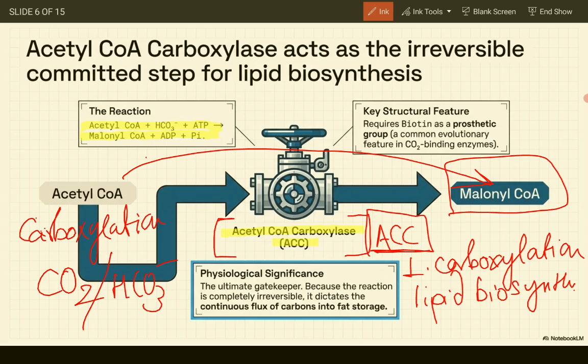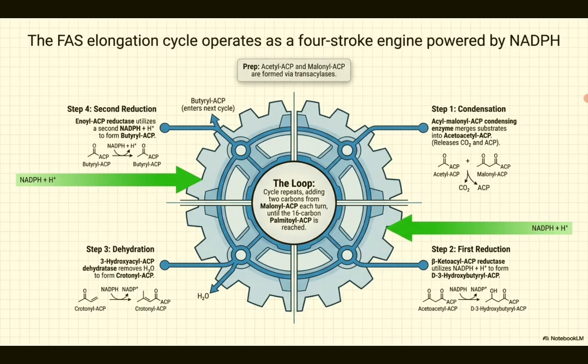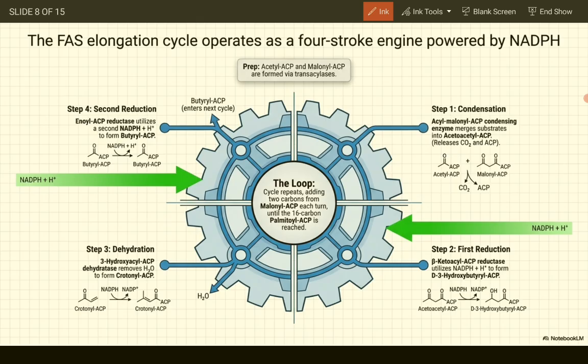biosynthesis. This acetyl CoA carboxylase requires biotin as a prosthetic group for acting. So it is the ultimate gatekeeper, because this reaction is completely irreversible and dictates a continuous flux of carbons into fat storage. Now let's move on. This is the whole process of biosynthesis.